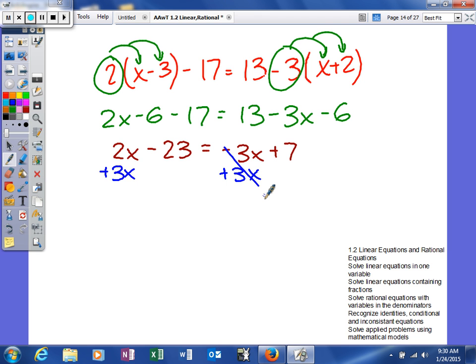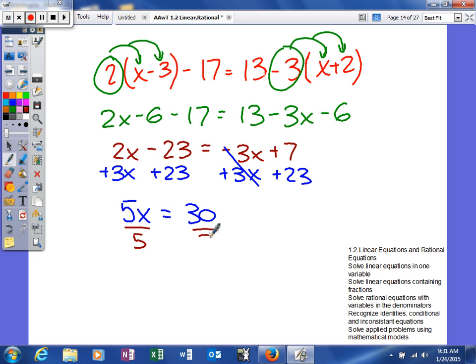And what I'm going to do is I'm going to combine my terms. This will give me 5x right here. But I'm also going to go ahead and get rid of that 23. So I need to move the 23 to the other side. So 5x is equal to 30. And then of course we can solve by dividing by 5.